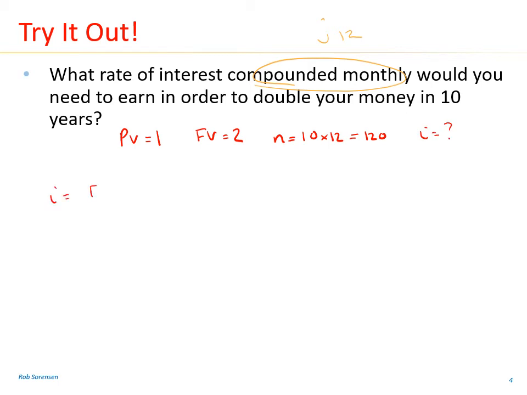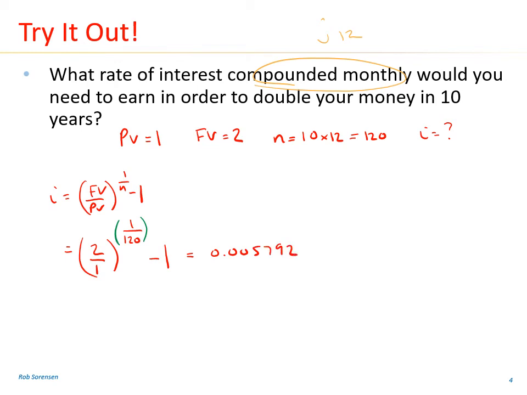Remember, I is the future value over the present value, to the power of 1 over n, minus 1. In this case, that's just 2 over 1 to the power of 1 over 120, minus 1. Now here's a little tip. You may find putting brackets around that makes it easier to enter into your calculator. So go ahead and do that if you're struggling with that. If I work that out, I get 0.005792941.